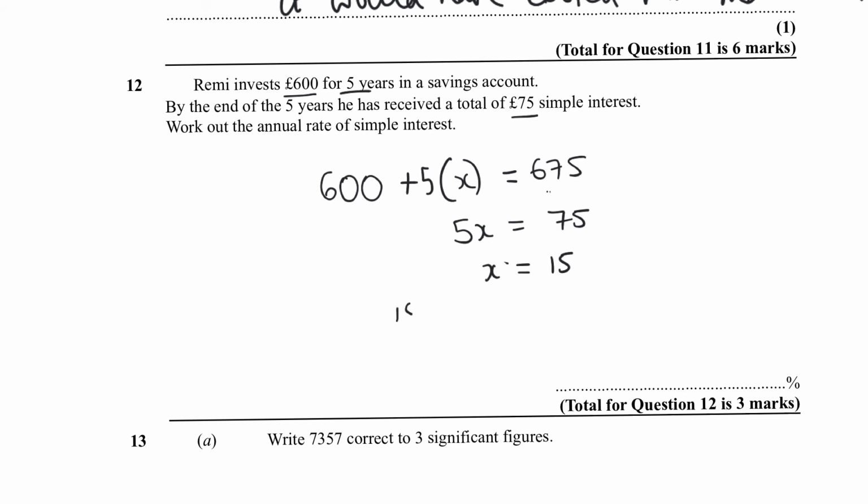So then to work out what the rate is, we would have to do 15 over 600 times 100 to work that out as a percentage. So again, because it's a calculator paper, you could just work that out in your calculator. And that would leave you with an answer of 2.5%.